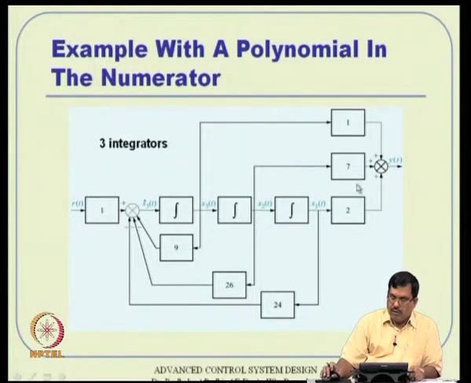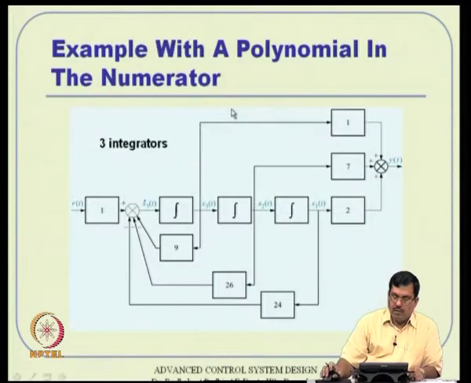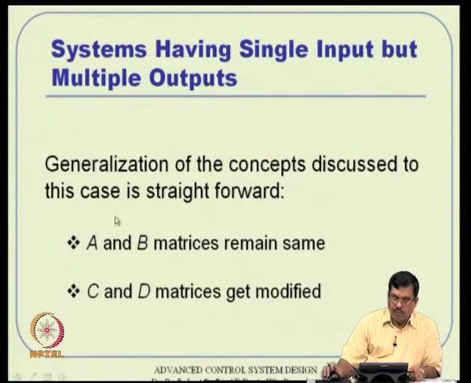So, this is the realization, where the output equation contains all these terms. All right. So, how do you generalize this to multiple outputs? These are all about single outputs anyway. So, if you have multiple outputs, then essentially the A and B matrices remain the same. However, the C and D matrices get modified actually.